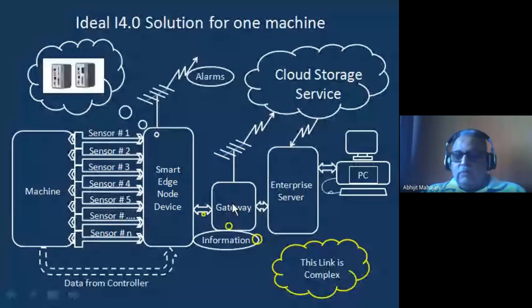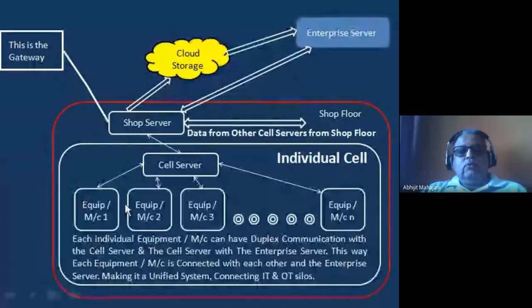Let's continue. So this is the link. You have equipment one, equipment two, equipment three, and so on, in a cell. So you connect them to a cell server, and then the third thing is a shop, and you have many such cells, and all those cells are connected to your shop server. It is connected to the enterprise server, and it can also be connected to a cloud. So this becomes your gateway.